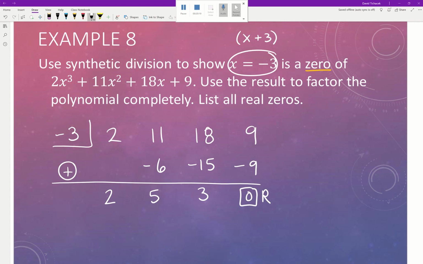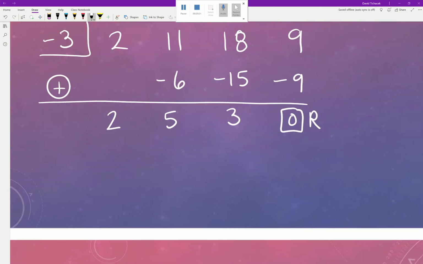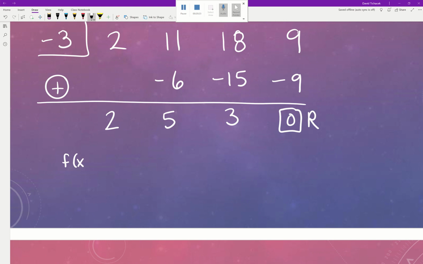And so what we do here is say that f of x, our polynomial, can be written as the factor x plus 3 times our quotient, right? So we have 2, 5, and 3. That is going to be 2x squared plus 5x plus 3. And so that is going to be a factorization of our polynomial.